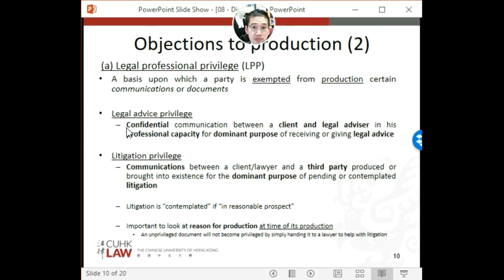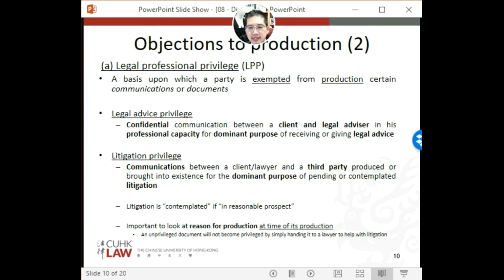So first, it must be confidential. It could not be something, legal advice given in public, let's say on a minibus. It is between the client and a lawyer, and this lawyer must be acting in his professional capacity. So again, not as a friend or someone on the street. For the dominant purpose, so the purpose of this communication must be to get legal advice. If it applies, then privilege attaches, and there is a right not to disclose it to the other side.